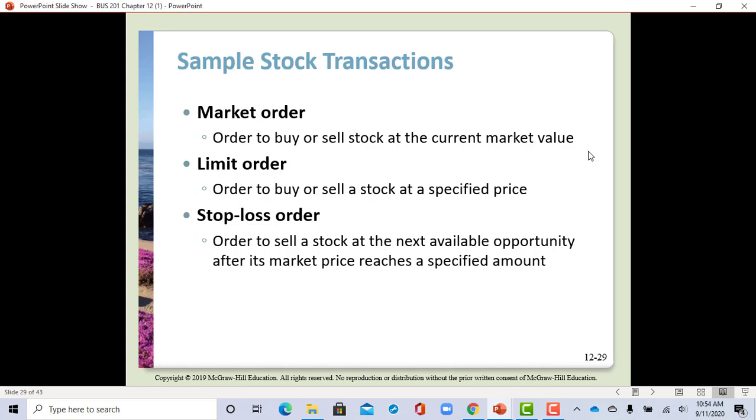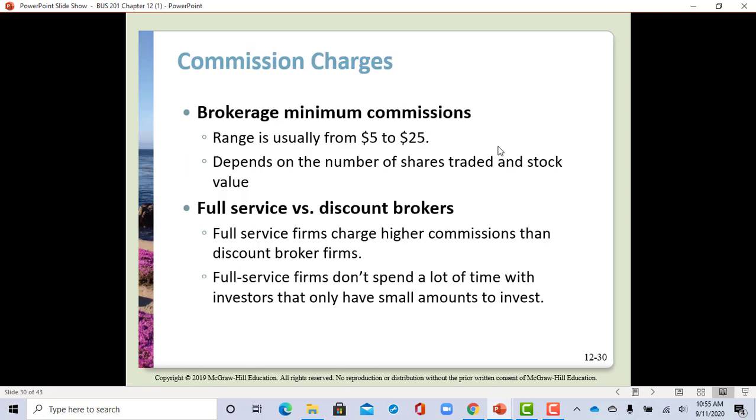The same with if you've already bought stock, you could put in an order. I'm noticing that the stock price is going down for Coca-Cola, and I want to put in an order to sell it as soon as it hits $23. So you could do that as well. Be sure to clarify all costs before investing.